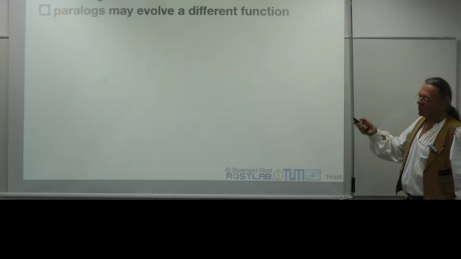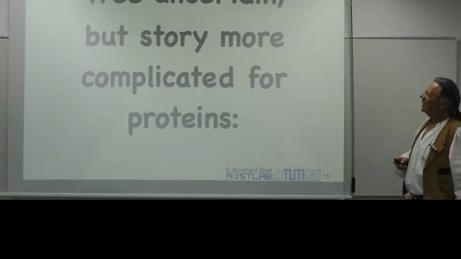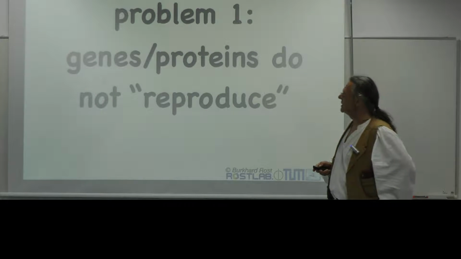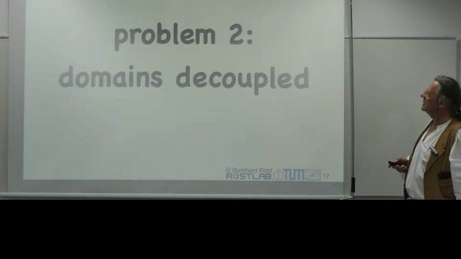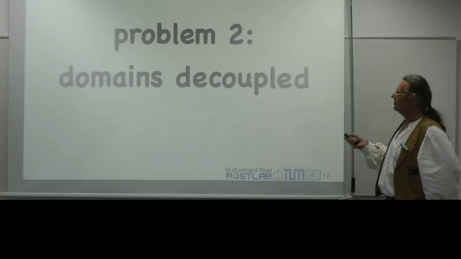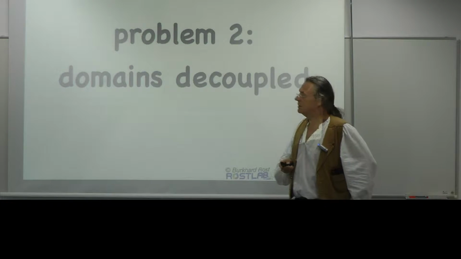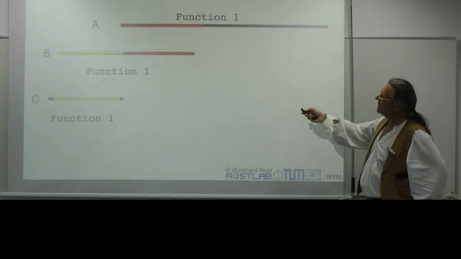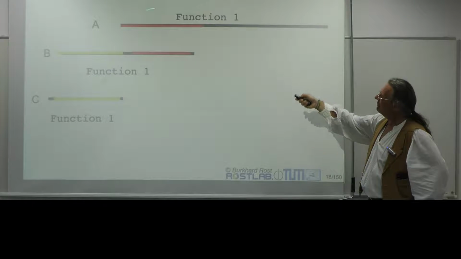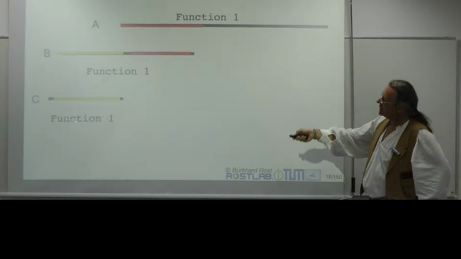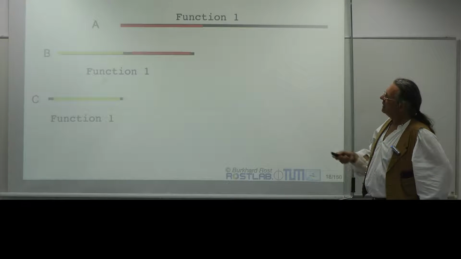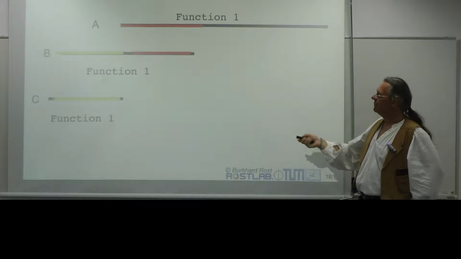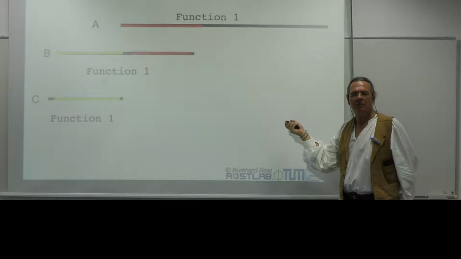Anyway, just to get back to these words: the tree is uncertain, the story is complicated, we are on the level of proteins. On the level of proteins, they don't reproduce, and there are a bunch of additional problems. The first and biggest one is the domain problem. In this particular case, we see that protein A and B have a domain in common, B and C have a domain in common, and if we had the annotation for A, we could not say anything about the function of C because they are not sharing the domains.